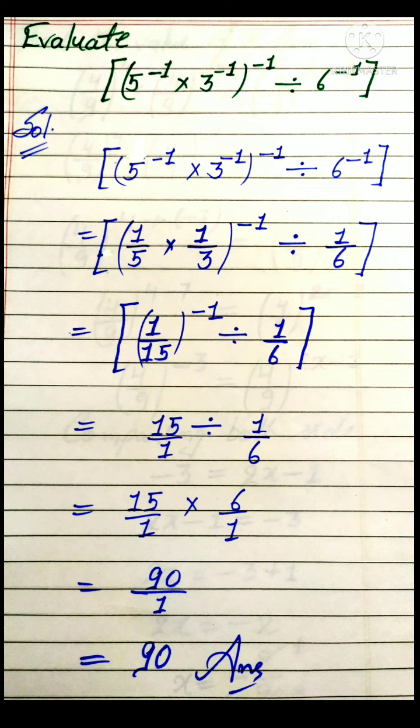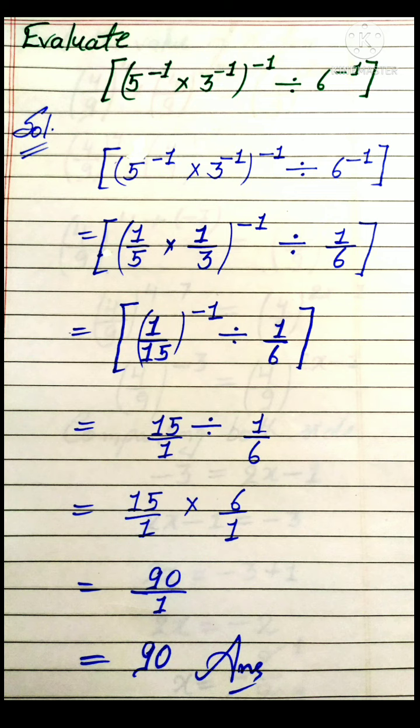As you are seeing, there is a whole power minus 1. Now, this 6 inverse can be written as 1 upon 6. Now what we will do, we will multiply numerator to the numerator and denominator to the denominator, like 1 times 1 is 1 and 5 times 3 is 15. It will be 1 upon 15 to the whole power minus 1 divided by 1 upon 6.